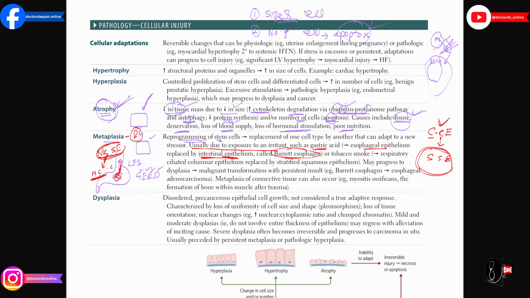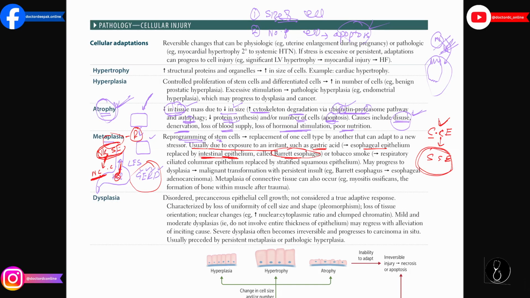It means if you treat the GERD, automatically acid will not go from the stomach to the esophagus and the epithelium will not change. Likewise, if the person can stop tobacco smoking, their respiratory epithelium will also not change. So metaplasia is reversible.